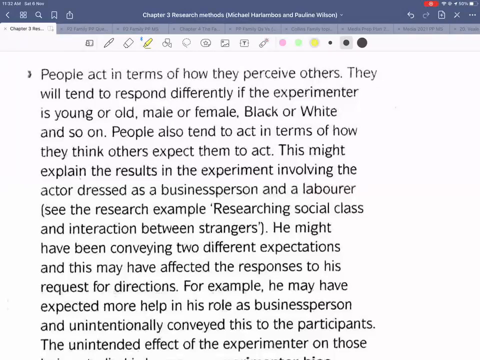People act in terms of how they perceive others. They will tend to respond differently if the experimenter is young or old, male or female. We're talking about experimenter bias, right? The personality of the experimenter, body language, demeanor, facial expressions, age, gender, ethnicity, socioeconomic status. All of these factors do end up affecting the way individuals would react in front of you, right? So black or white and so on.